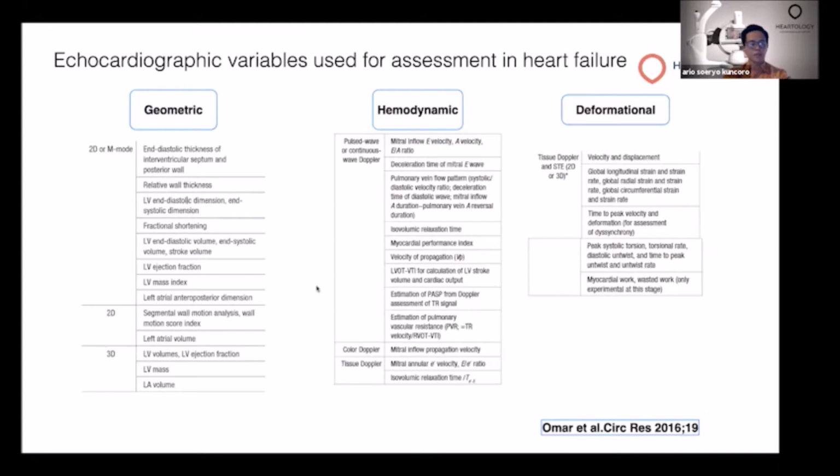And deformational imaging is a recent technique to evaluate LV systolic function as well as myocardial intrinsic functional properties, which is also currently used in daily clinical practice, just as an adjunct point from the ejection fraction to define whether the patient has heart failure or not, or to look at the prognosis of heart failure patients.